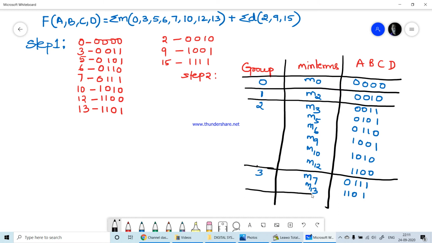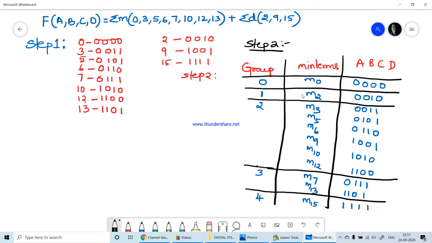Okay, so M7 and M13. Finally we have the 4th group, which has only M15 because that is the only binary sequence where we have all ones. So this is what step 2 is, where we group the binary sequences that we have taken in step 1 for each minterm. We group those binary sequences according to the number of ones present in the binary sequence of each minterm.